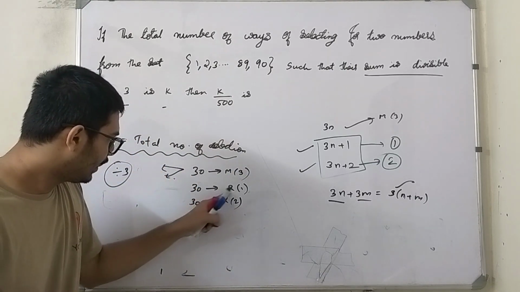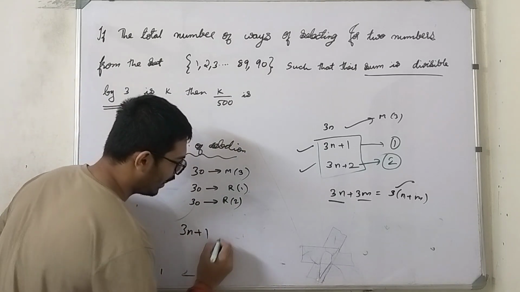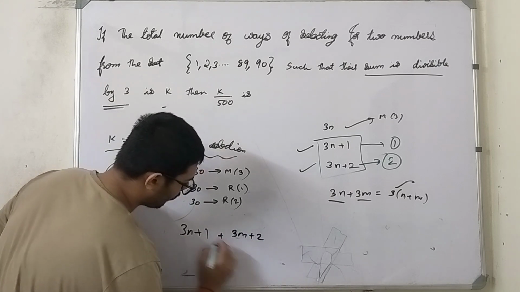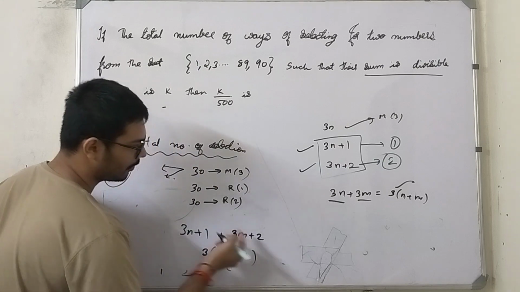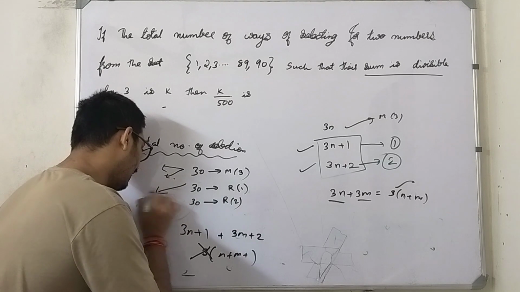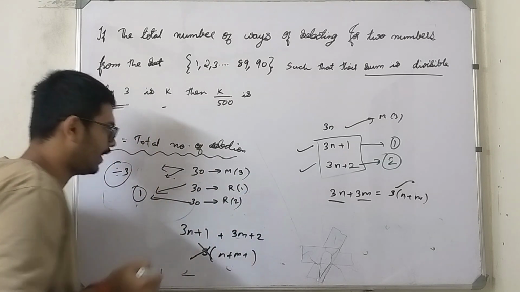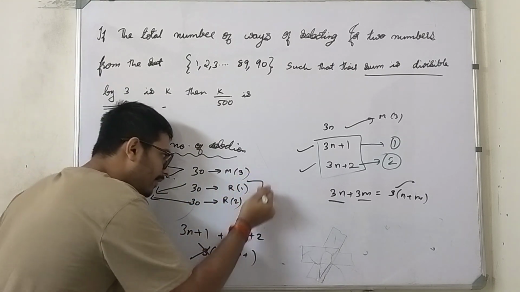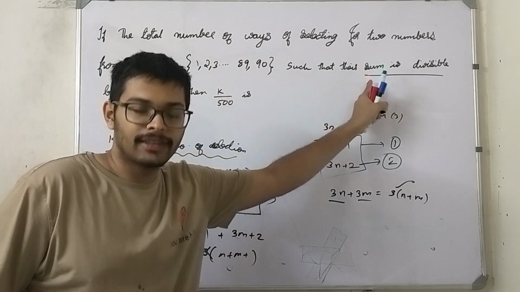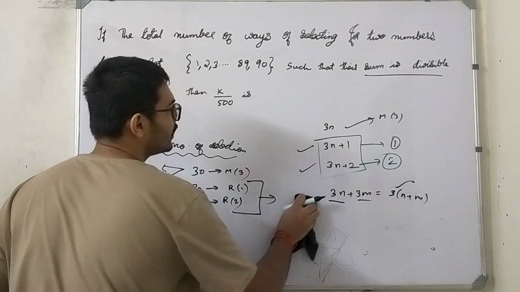Now if I am taking a number from this case, for example, one which is giving a remainder 1 and another which is giving a remainder 2, if I add, it will be 3n plus 3m plus 1 plus 2, which is 3, which means it again forms a multiple of 3. So I need to take any one number from this case and any one number from this side. This combination will give two numbers such that if we add, the remainder will be 0 when we divide by 3.